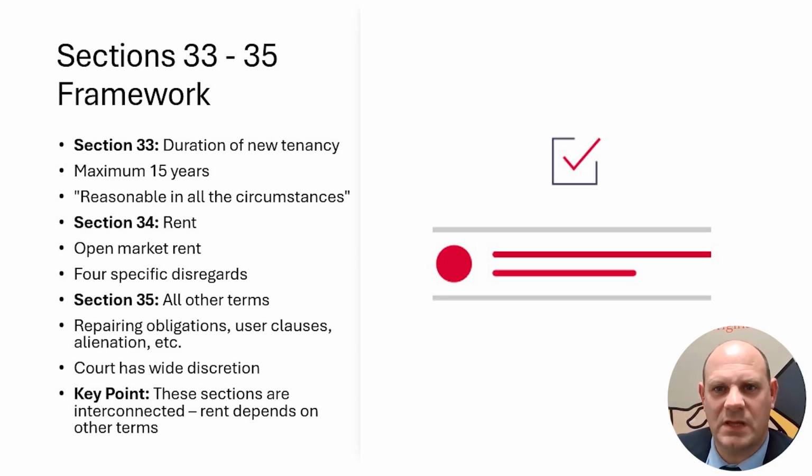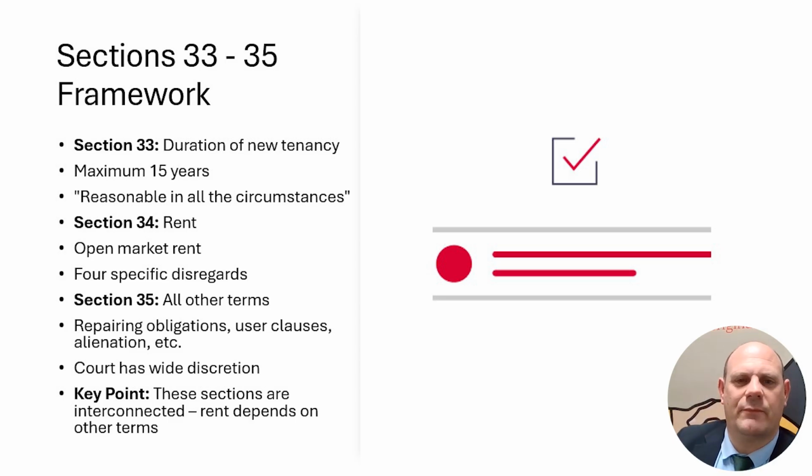The rent must be the amount that the holding might reasonably expect to be let for in the open market by a willing lessor, subject to certain important disregards, which we'll examine in detail shortly. And then Section 35 deals with all other terms of the tenancy: repairing obligations, service charge, user clauses, alienation provisions, and so forth. The court has a wide discretion to determine these terms, having regard to the terms of the current tenancy and all relevant circumstances.